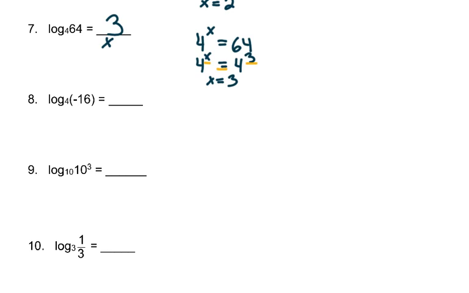Eight, set it equal to x. So 4 to the x power equals negative 16. Well, there is no exponent that will ever give us a negative answer. So when I'm trying to do log of a negative number, this does not exist, which we can abbreviate as DNE.